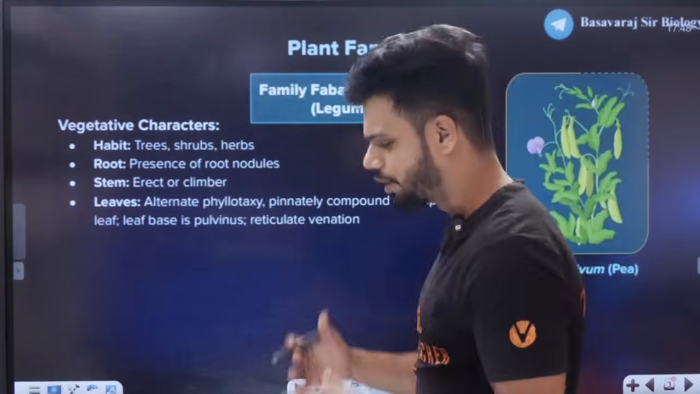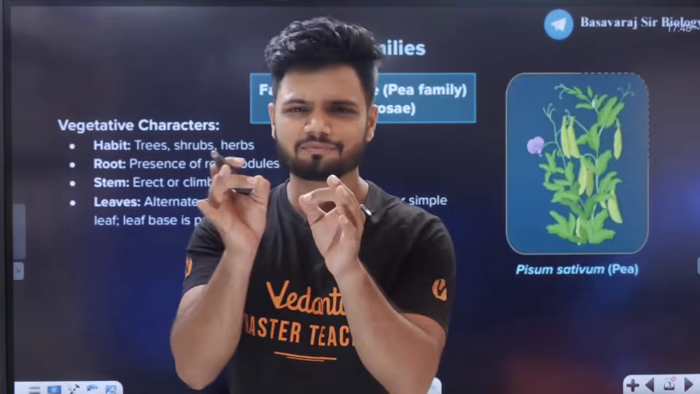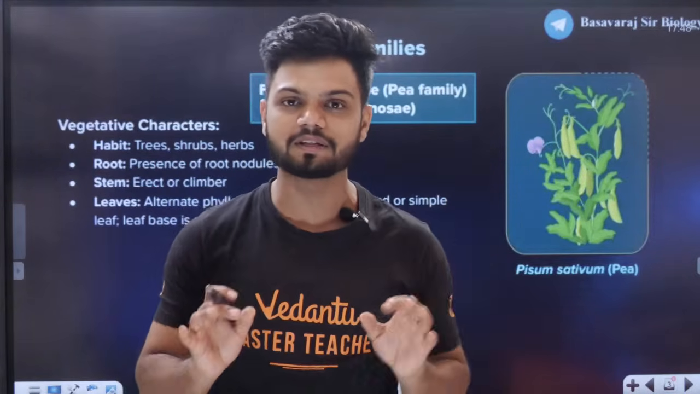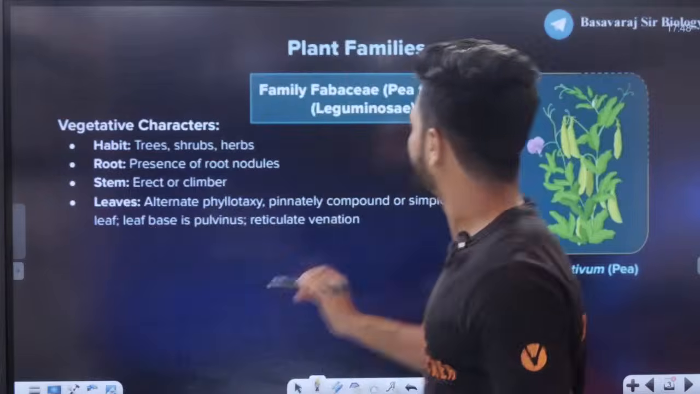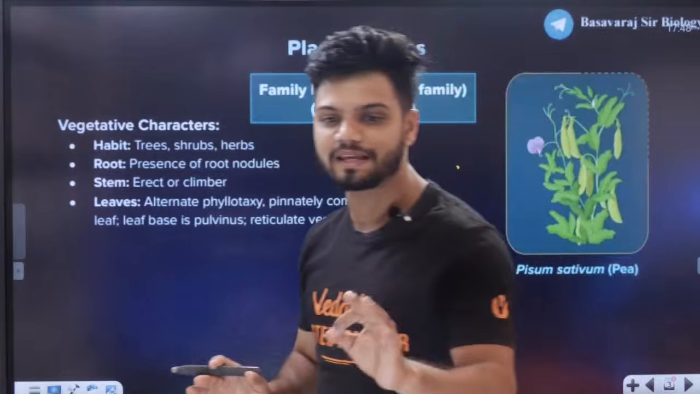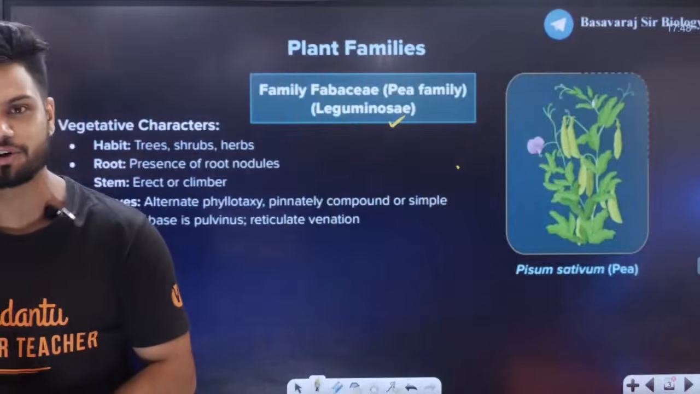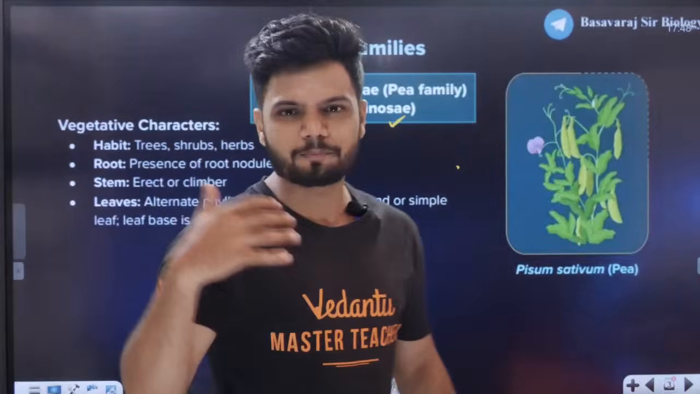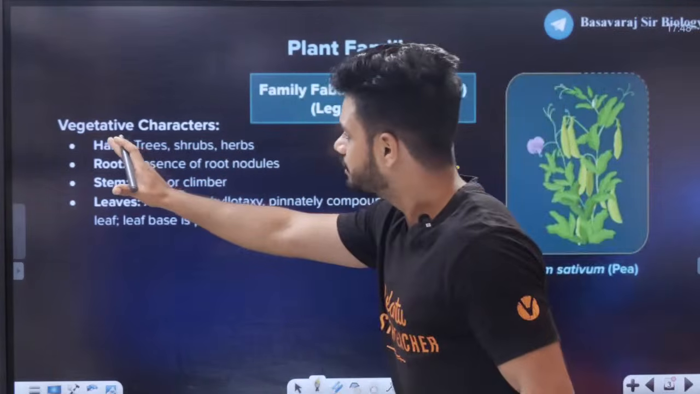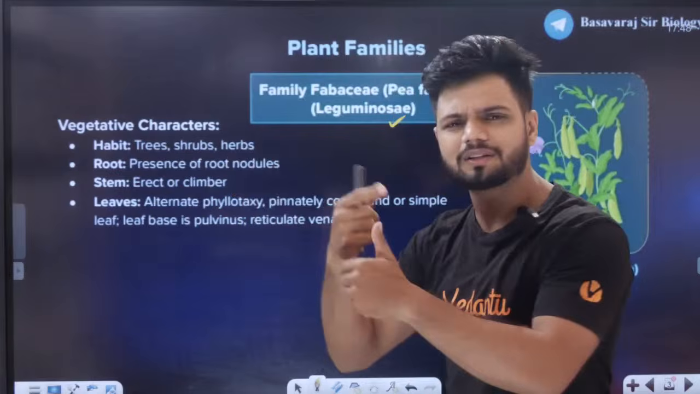Okay. Now, first we'll start with the basic family which all of you are aware of. That is your Leguminaceae, also called Fabaceae. Yes or no, all of you? This chapter, this particular family was already there. Habitat: tree, shrubs, herbs, all three are possible.